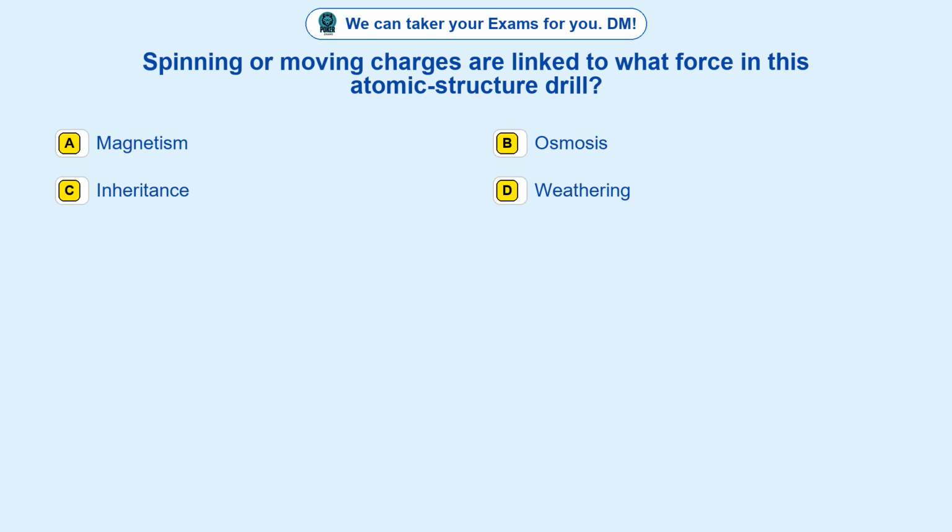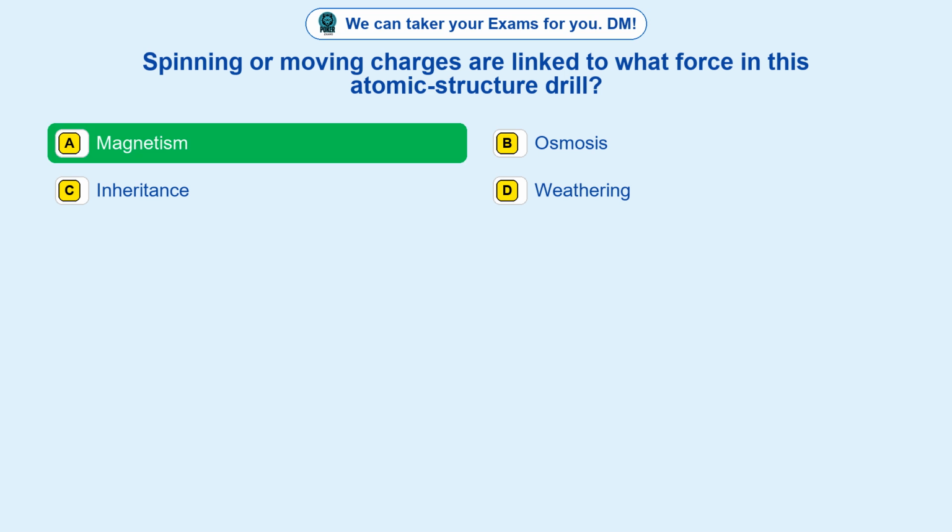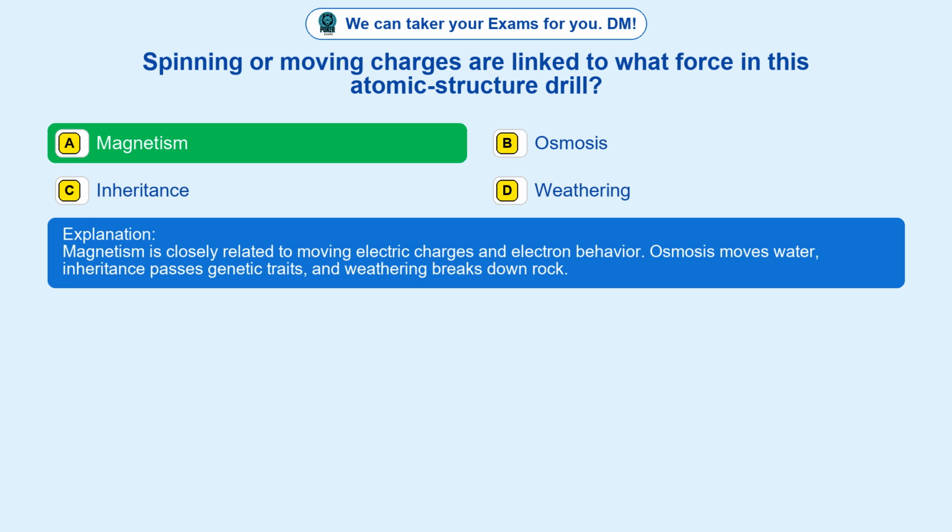Question 74. Spinning or moving charges are linked to what force in this atomic structure drill? Option A, magnetism. Option B, osmosis. Option C, inheritance. Option D, weathering. The correct answer is option A, magnetism. Magnetism is closely related to moving electric charges and electron behavior. Osmosis moves water, inheritance passes genetic traits, and weathering breaks down rock.